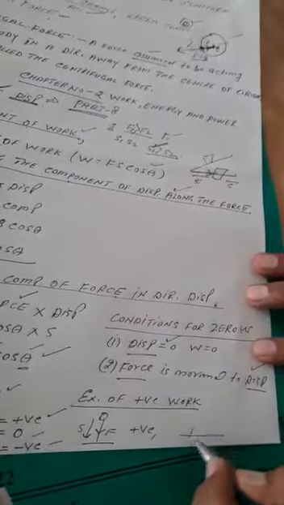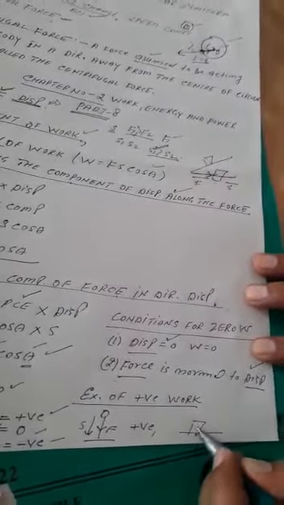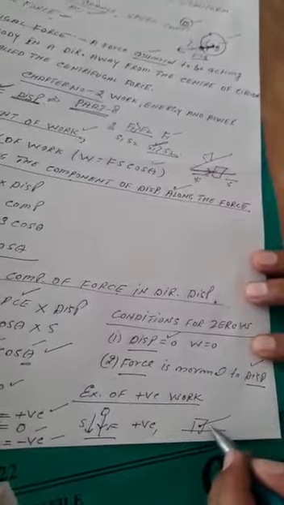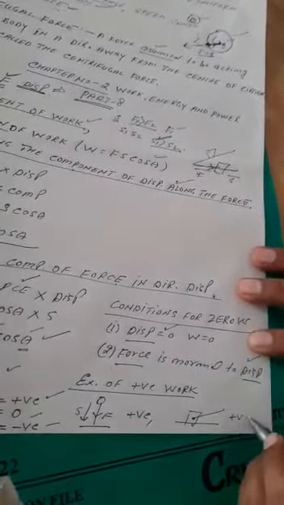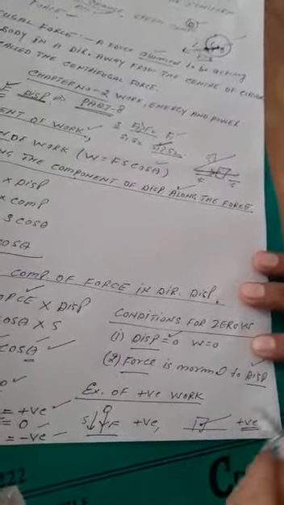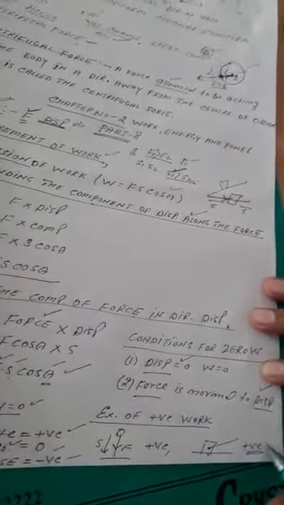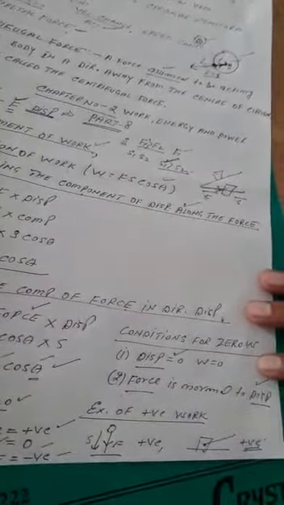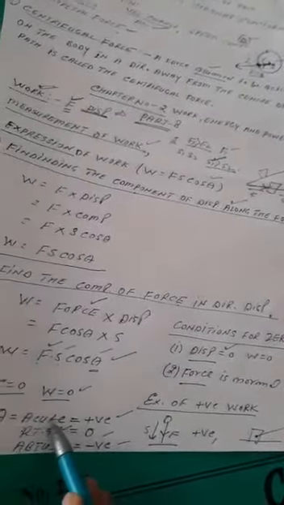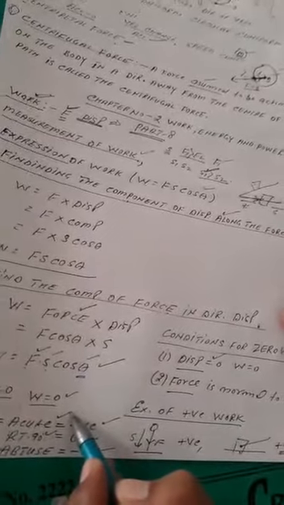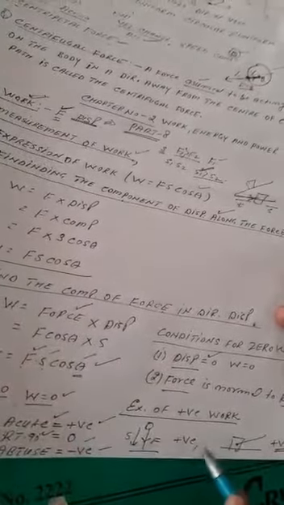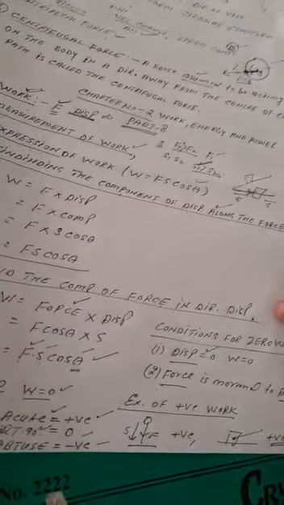And suppose you are having a body and you are pulling it at an angle which is less than 90 degrees, in that case also work done will be a positive work done. Keep it in your mind, whenever the angle between the force and the displacement is acute, that means less than 90, in all those cases work done will be a positive work done.